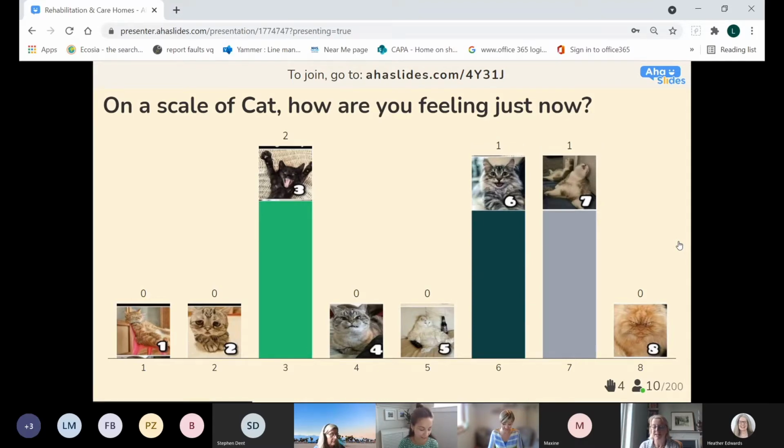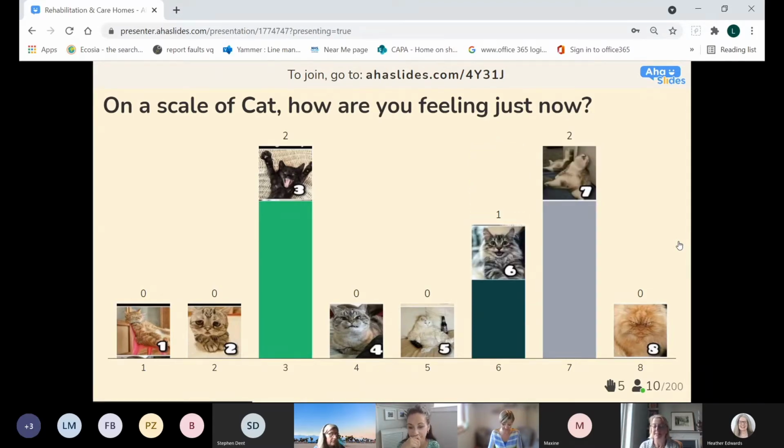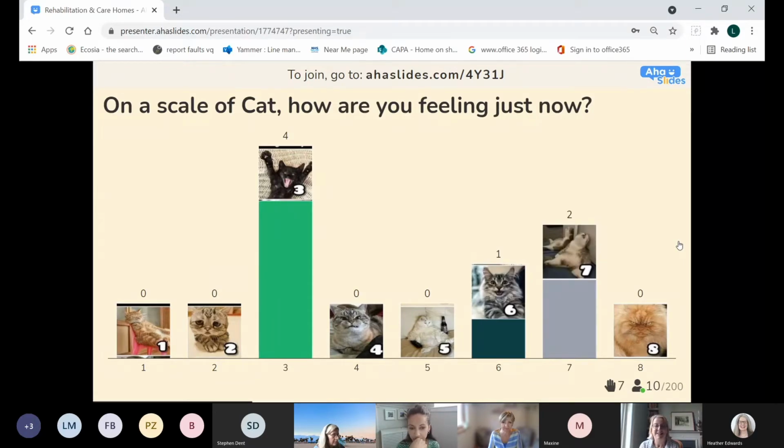If you press submit, when you make your choice and then press submit, it should go through. We can see that some folk are, oh, interesting. So I think more folk are feeling number 3, which is the cat that's looking a little bit startled, a little bit maybe a little bit out there. And we have some folk feeling exhausted and so on. It looks like a number 7. So it's just fun to see how we are.